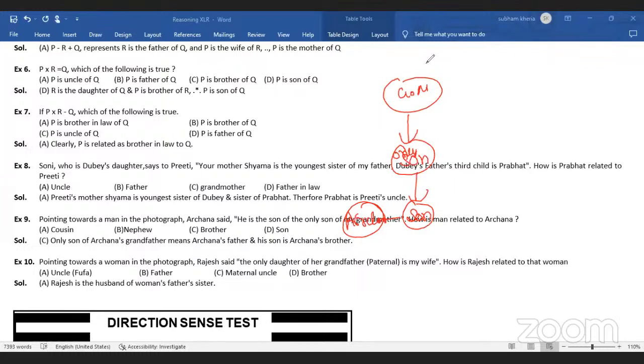Anyone has any doubt till now? Batao, is this question cleared? Yes or no? Yes, sir. All of you tell me. Yes, name of girl. Acha, Meet. Okay, sorry. Yes.